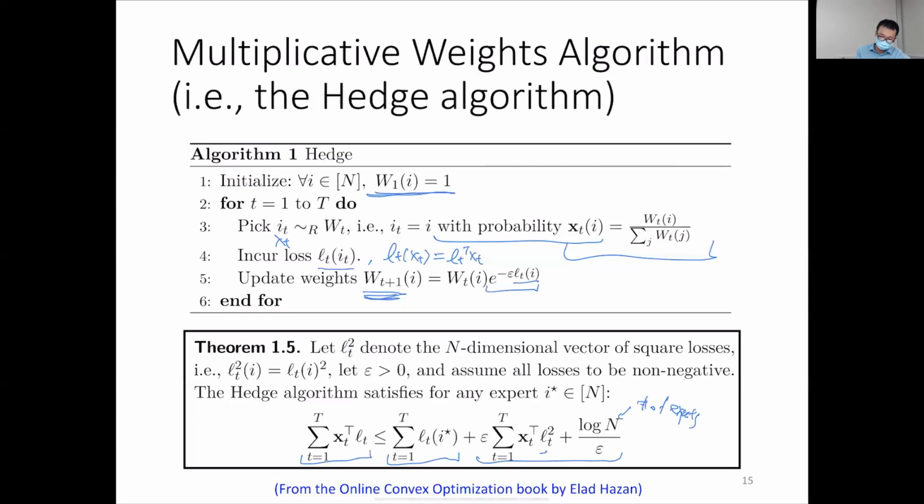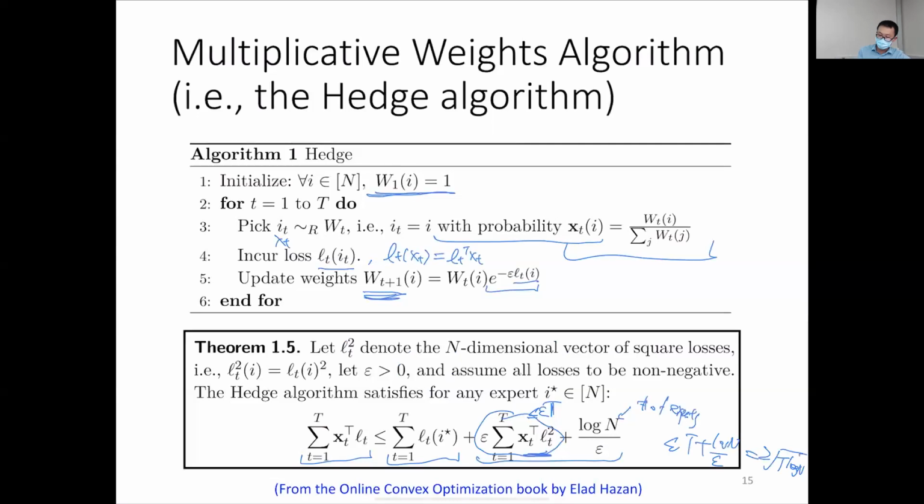And this is x_t transpose of l_t squared, and we can simply bound this by the L infinity norm of l_t squared, that is 1, and by the L1 norm of x_t. Notice that it's a probability distribution, so this gives me 1. So the whole thing gives me epsilon times T. So what I have is epsilon T plus log n over epsilon, and by choosing this epsilon optimally, I can get 2 times the square root of T log n, right?